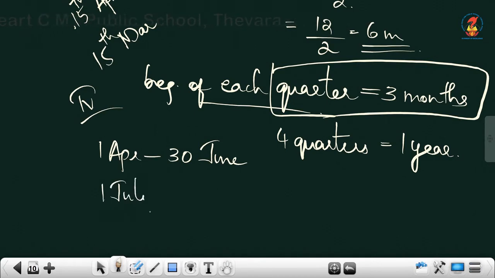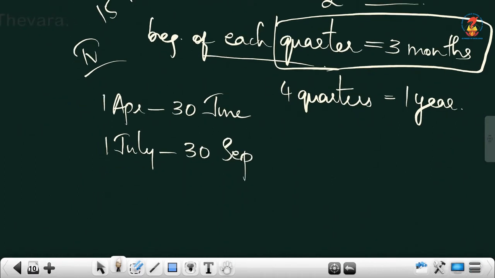Next will be quarter 2. July, August, September. So 30th of September. 3 months is 1 quarter. Then we'll start with October. October, November, December. So that is 31st December.